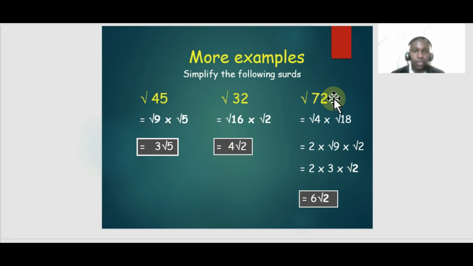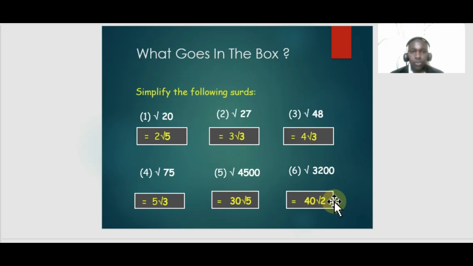For the square root of 72, the same way, we can break down 72 into 4 times 18, which will give us 72. So we get the square root of 4, we get it as 2. 18 can also be broken further into 9 times 2. So we have 2 times root of 9 times root of 2, whereby the square root of 9 is 3, and the square root of 2, we leave it as a surd. So we get 2 times 3, which gives us 6. 6 times root 2, we get 6 root 2.